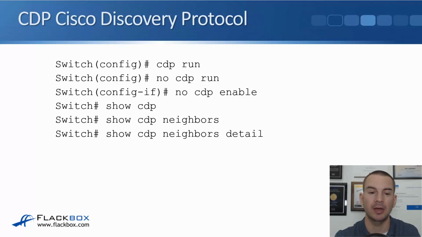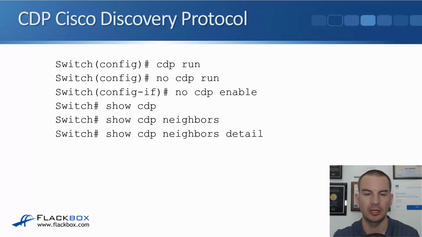Our verification commands: show cdp will show if it's enabled or not, also the timers, etc. And the commands that can be used to verify the attached devices are show cdp neighbors and show cdp neighbors detail. Show cdp neighbors will give you a nice brief summary view. Show cdp neighbors detail will give more detail, including the IP addresses on the neighbors.